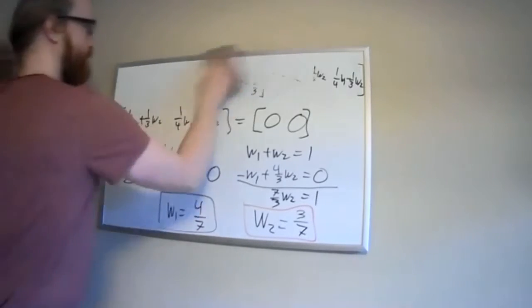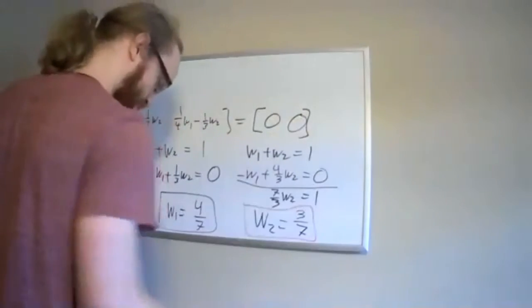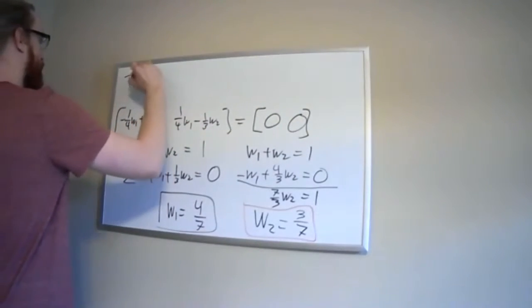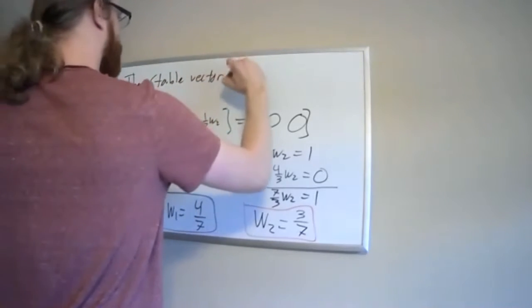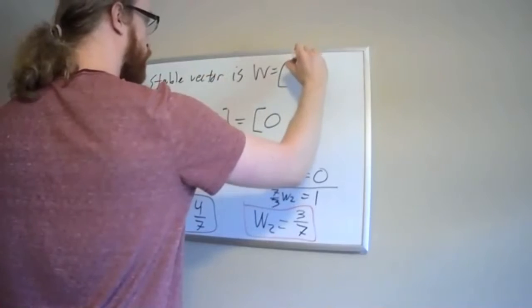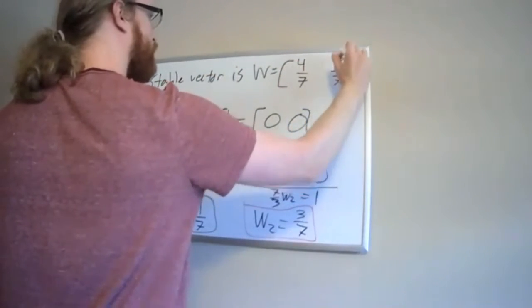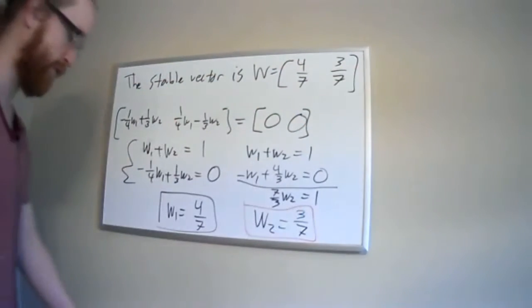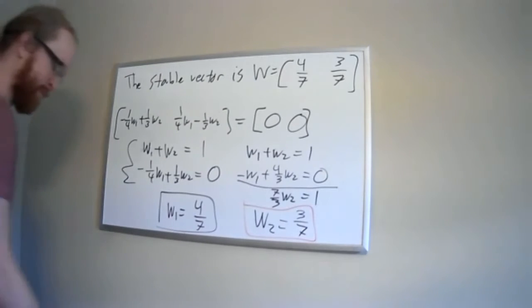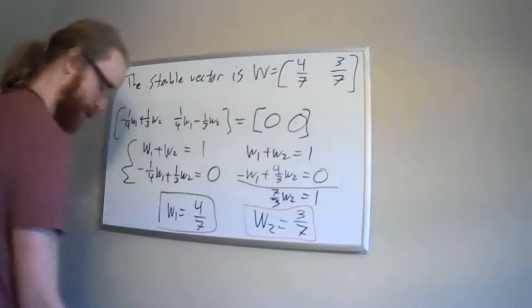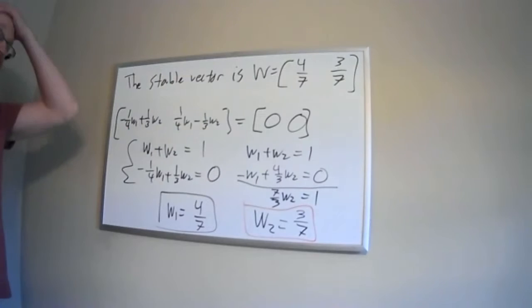So in conclusion, we have now found the stable vector. The stable vector is W equals 4 over 7 and 3 over 7. That's my probability vector, which is the stable vector. Okay, cool. So we found our first stable vector. And we did it with an example that I introduced last week. So anyway, I'm going to pause here and ask, are there any questions about that process?